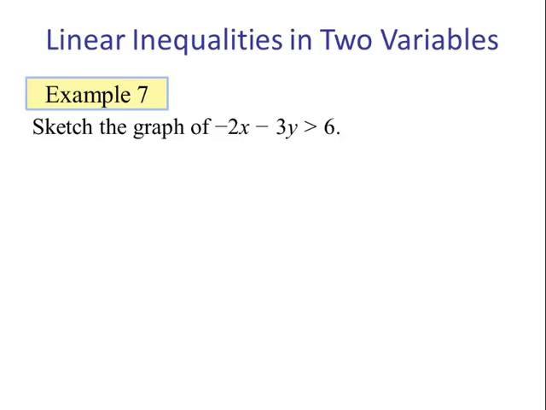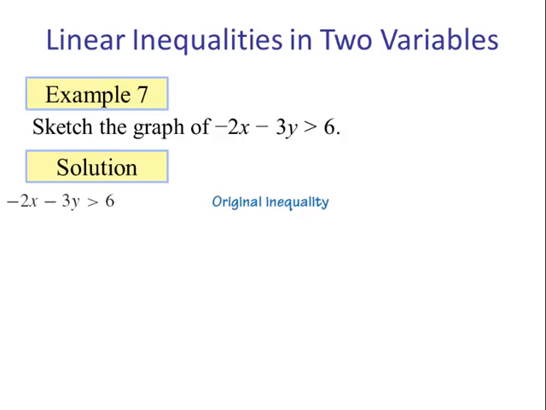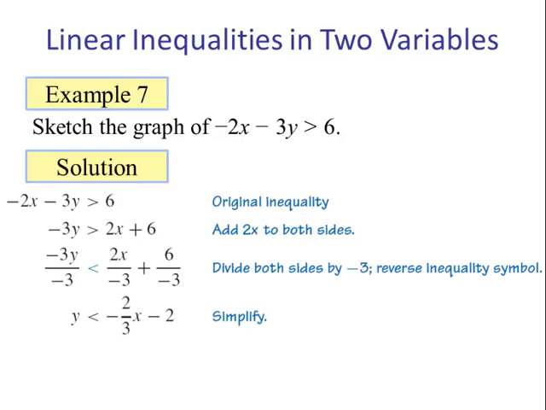Sketch the graph of negative 2x minus 3y is greater than 6. Solution: we first want to take negative 2x minus 3y greater than 6 and solve for y. This way it will be in y equals mx plus b form. So our first step is to add 2x to both sides. The next step is we need to divide by negative 3, and if you recall, if you divide by a negative number, you have to flip the inequality sign. So we have y is less than negative 2/3 x minus 2.